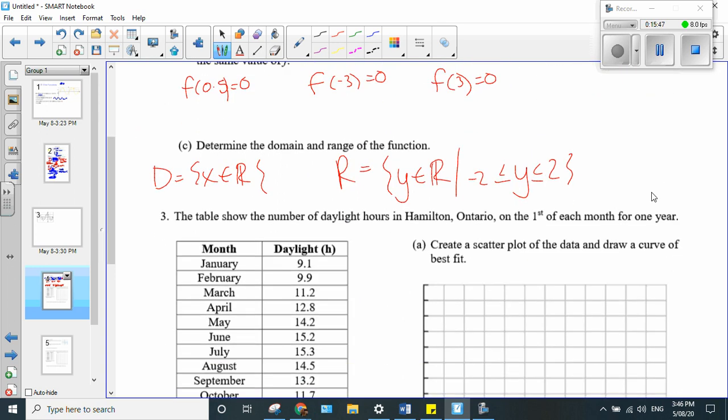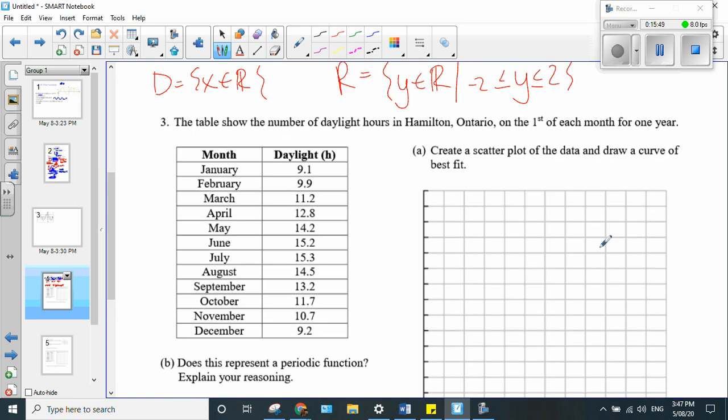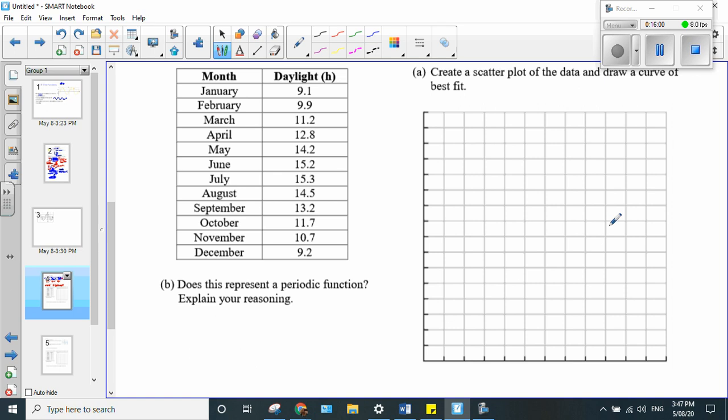Okay, so this one here is asking us to just graph this data. The table shows the number of daylight hours in Hamilton on the 1st of each month for 1 year. First, create a scatter plot. So I'm going to set this up and then I'll just plot it. I'll pause the video so you don't have to listen to me plotting it.